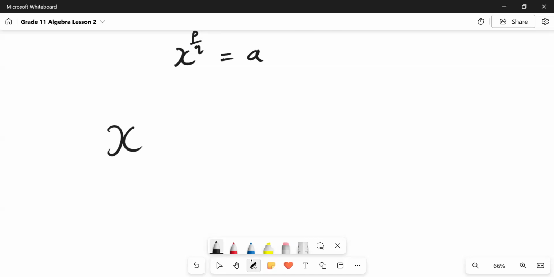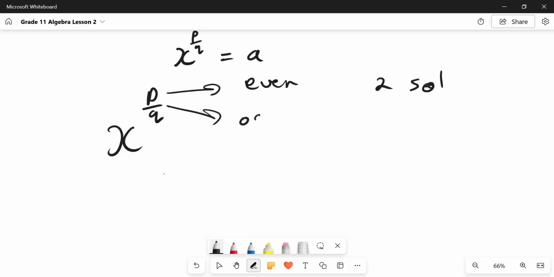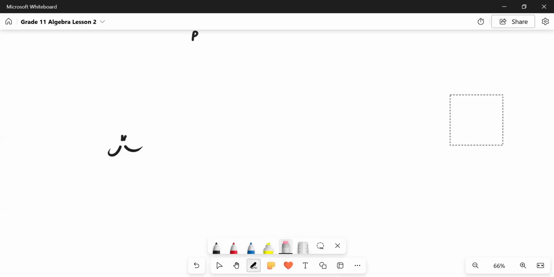Meaning now, this is your x to the power P over Q. P, if it's even, then you will have two solutions. But if your P is odd, then you will have one solution. But I will explain and show you what I mean by that, right? It's not a problem and it's not that difficult, by the way. So now let's start with our examples. Let's start with example one.